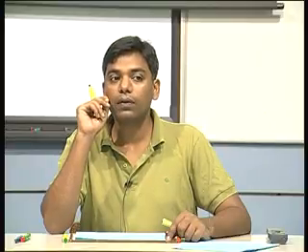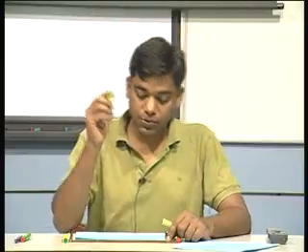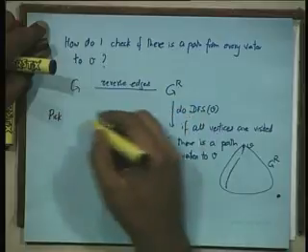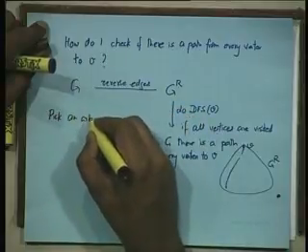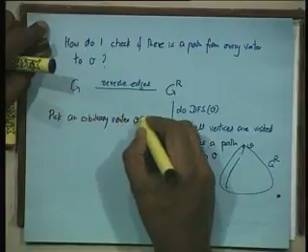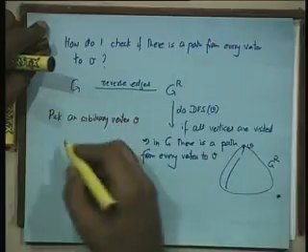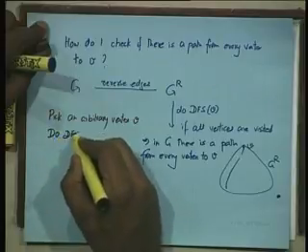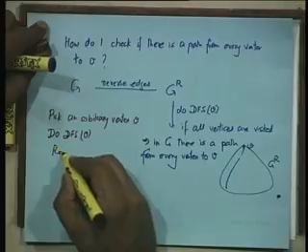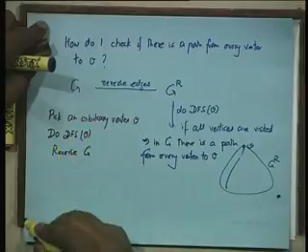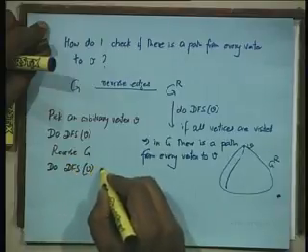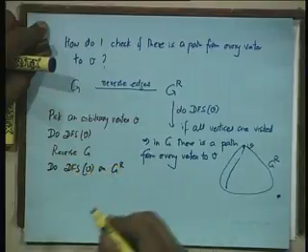Yes? So everyone understands the procedure. Let me write down what the procedure is. Pick an arbitrary vertex V. Do DFS from V. Reverse G. Do DFS from V on G reverse.